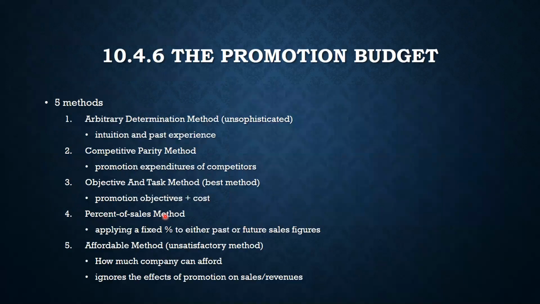And then we do have the promotion budget, which can be seen in terms of 5 methods. The first one is the arbitrary determination method, in which the costs are determined in an arbitrary manner, the entrepreneur gets it from the institution or the past experience to calculate the cost. It's a very unsophisticated method. The second one is the competitive parity method. It is got from the promotion expenditures of the competitors or other companies. The entrepreneurs refer to those expenditures, and then they set their own expenditures accordingly.